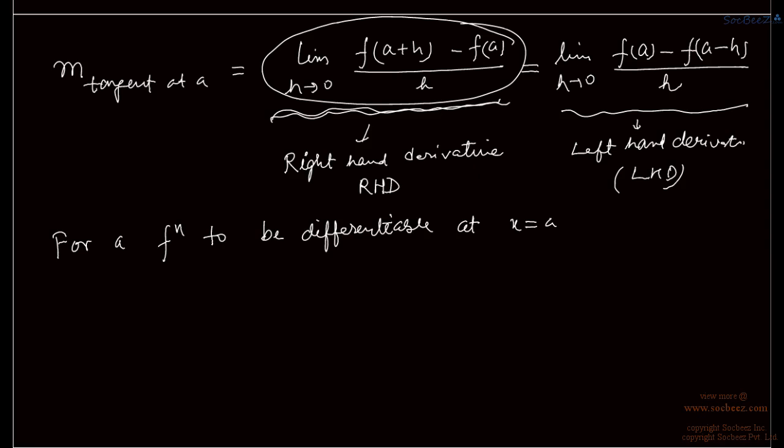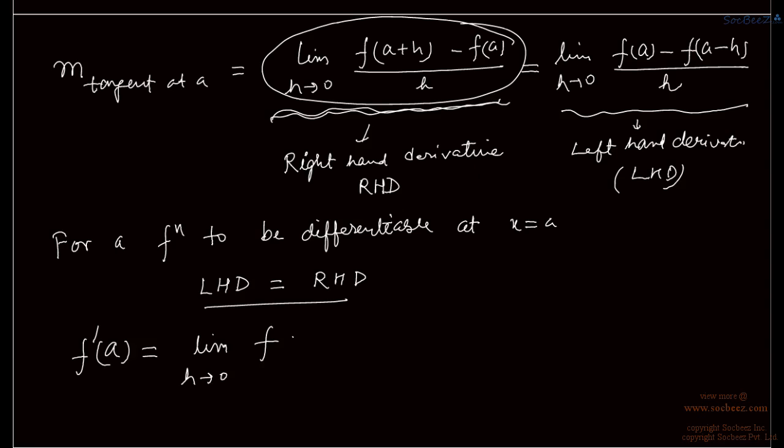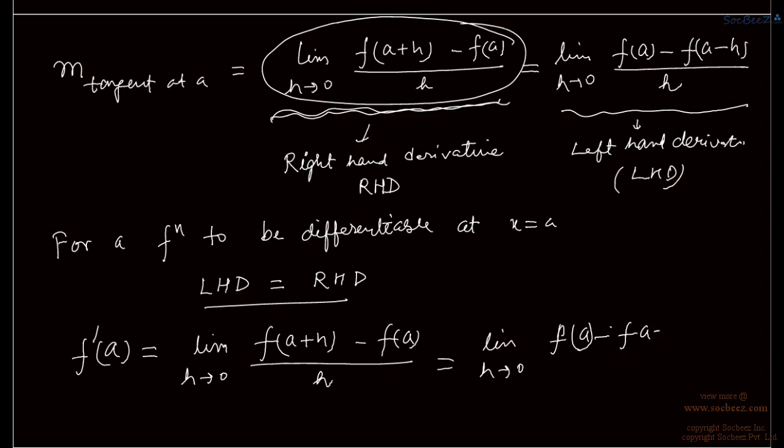at x is equal to a, its left hand derivative must be equal to right hand derivative, right? And if this is the case, then we call function is differentiable at point A and its derivative is defined as f dash a, as the expression of whatever we have written above. Limit h tends to 0 f a plus h minus f a upon h, or equally good as limit h tends to 0 f a minus f a minus h upon h.